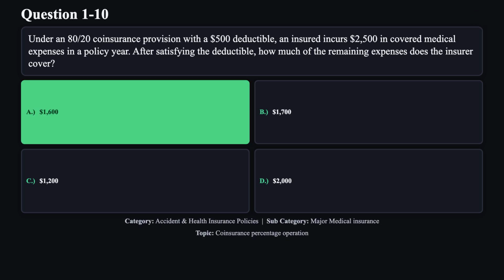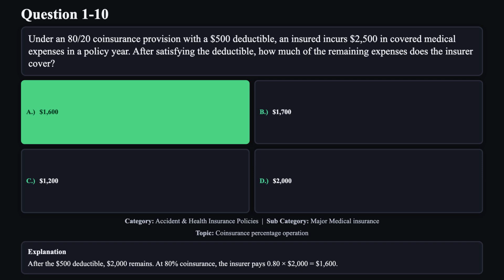The correct answer is A. After the $500 deductible, $2,000 remains. At 80% coinsurance, the insurer pays 0.80 multiplied by $2,000 equals $1,600.